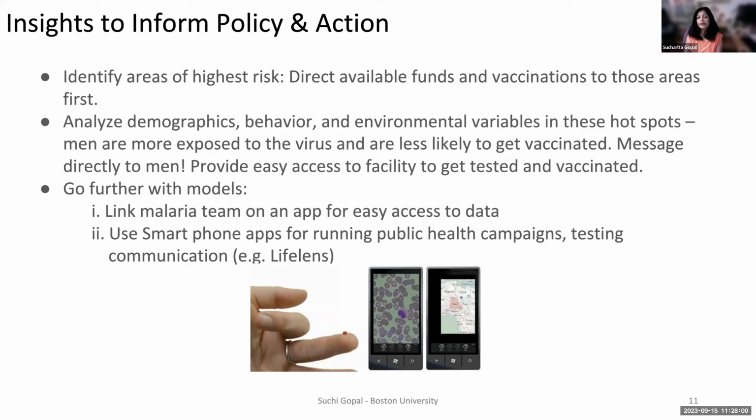And obviously, we can go further because we could be using this type of analysis for both testing and vaccination. We could also be looking at all kinds of iPhone apps, which are now out there. One of them, which runs public health campaigns, is called LifeLens. So obviously, there's a lot of engineering and technology that's available now in order to direct the available funds and vaccinations to the people who need it the most.